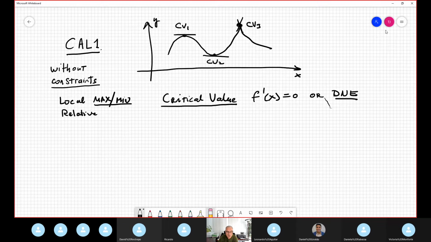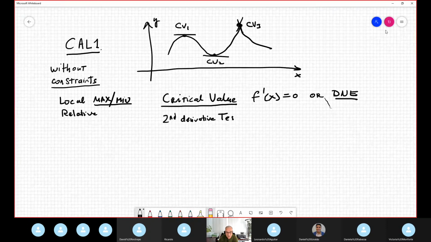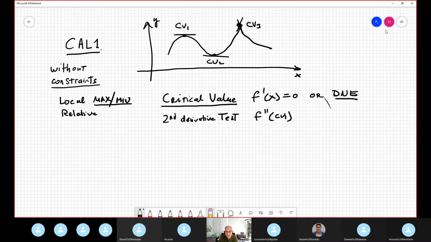The second derivative test: you find the second derivative and you evaluate it at the critical values. Critical value 1, critical value 2, and so on, and critical value 3 maybe, but in this case it does not exist. So see, the answer is positive. Suppose here it is positive.